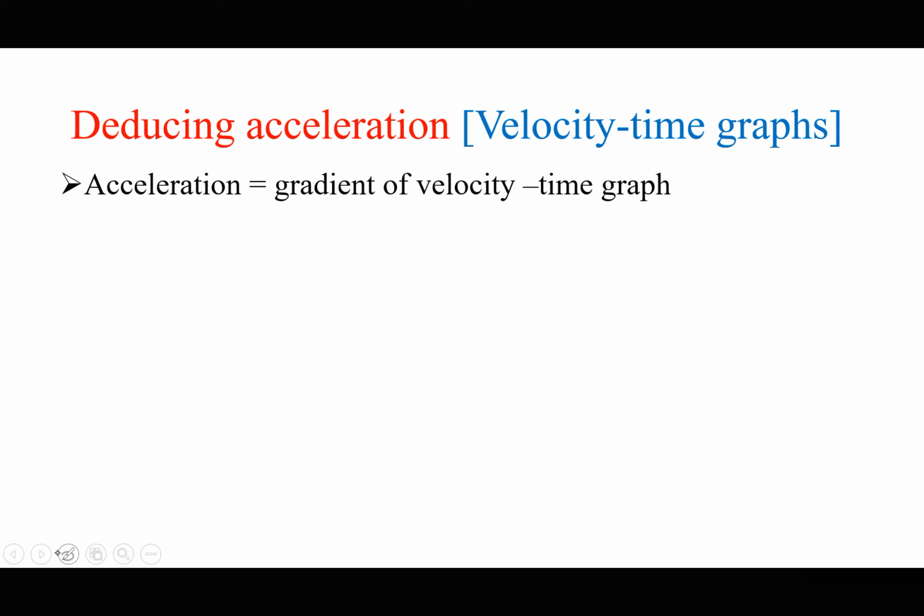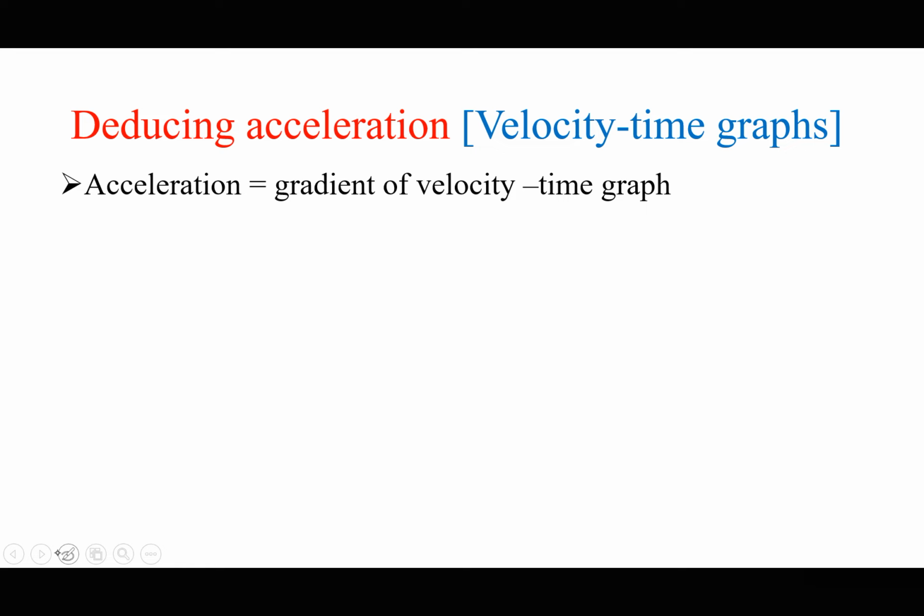So we can deduce the value of acceleration from the gradient of the graph because we know from IGCSE that acceleration is the gradient of the velocity time graph, because by definition it is the rate of change of velocity. The rate of change of velocity, that's change in velocity over time taken, is acceleration.